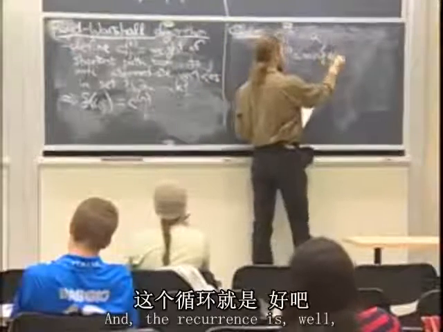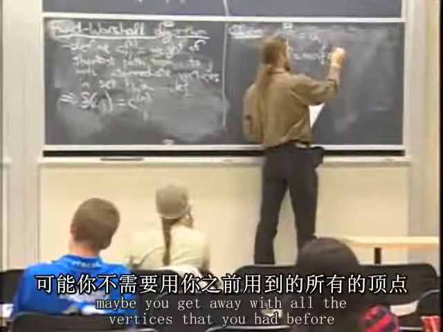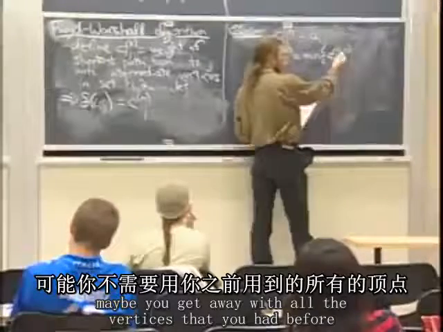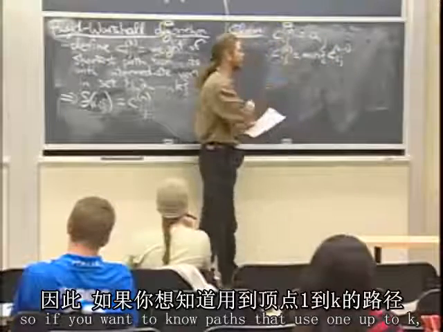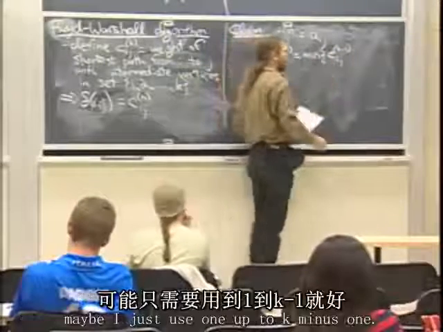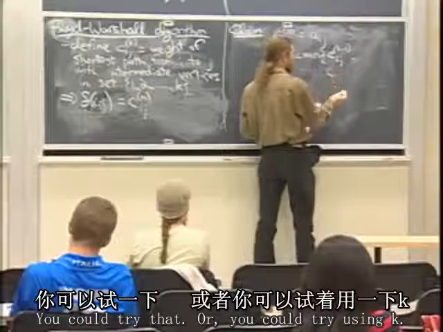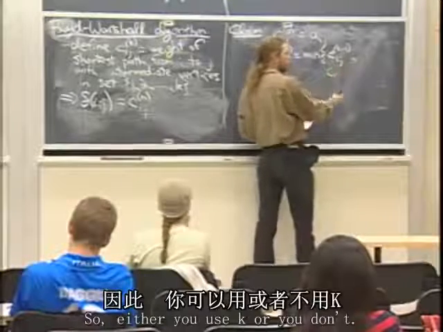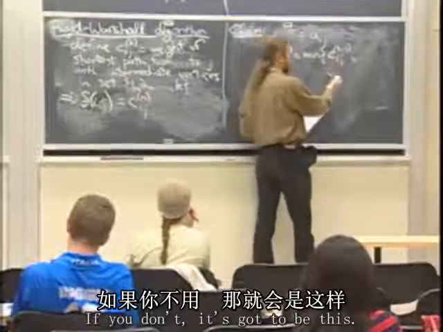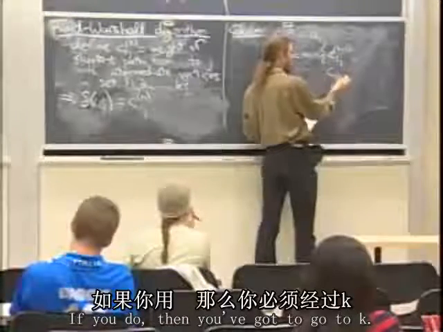And the recurrence is, well, maybe you get away with all the vertices that you had before. So if you want to know paths that use 1 up to k, maybe I just use 1 up to k minus 1. Could try that. Or you could try using k. So either you use k or you don't. If you don't, it's got to be this. If you do, then you've got to go to k.